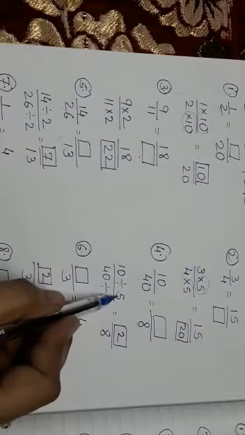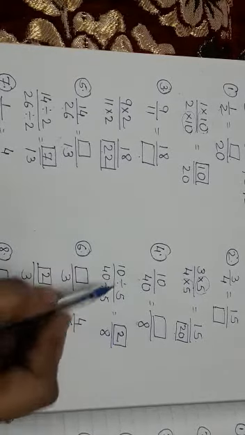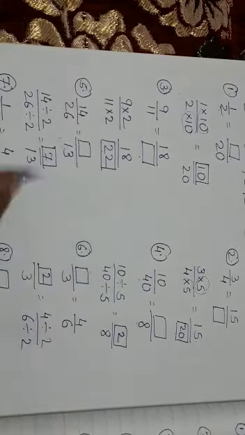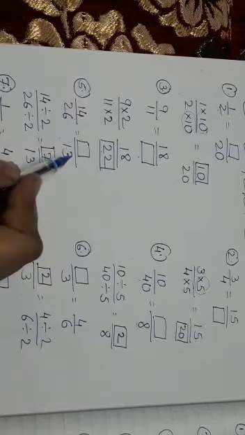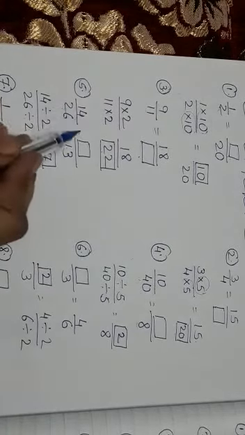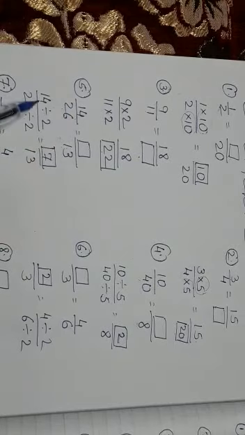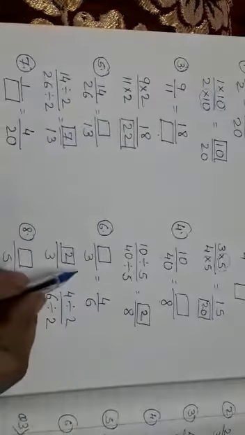Now 5 2s are 10. So that's why I have written here 2. You can divide and write also. Now the fifth one, 14 upon 26 and the second fraction is incomplete. Again the first fraction is bigger, that means you will do division. So here I have written 14 divided by 2 and 26 divided by 2. That has given you 7. The same thing here also.